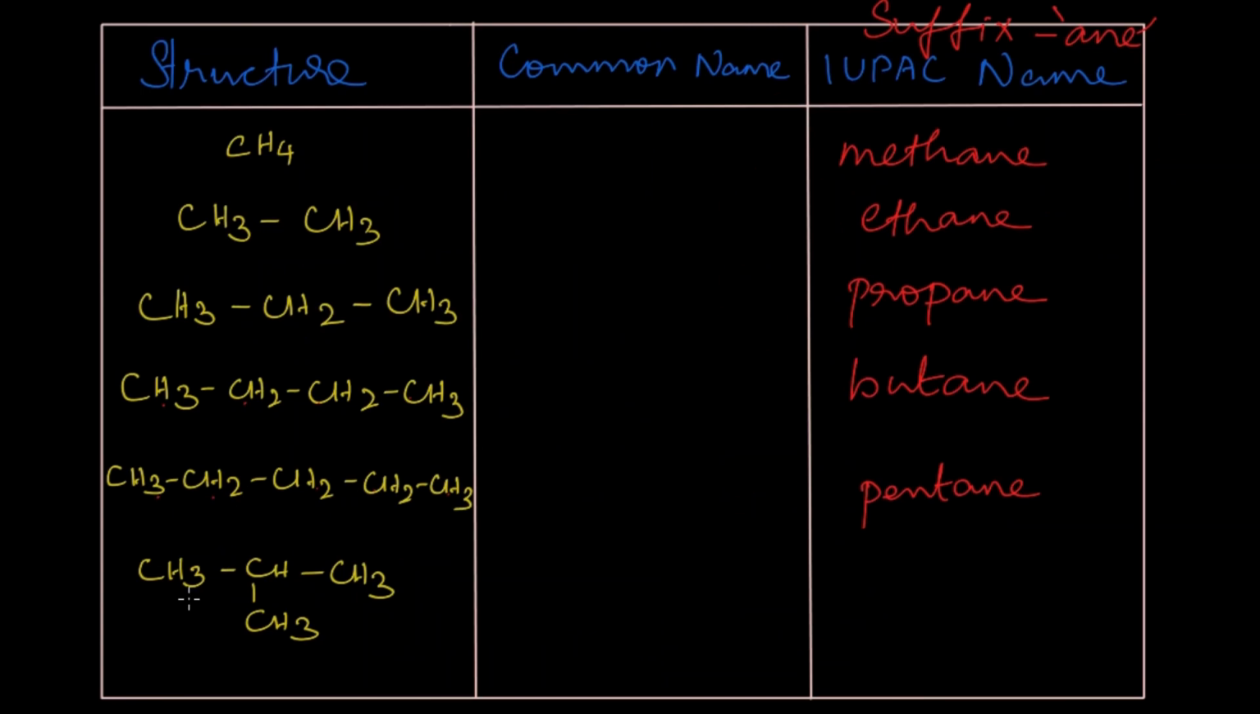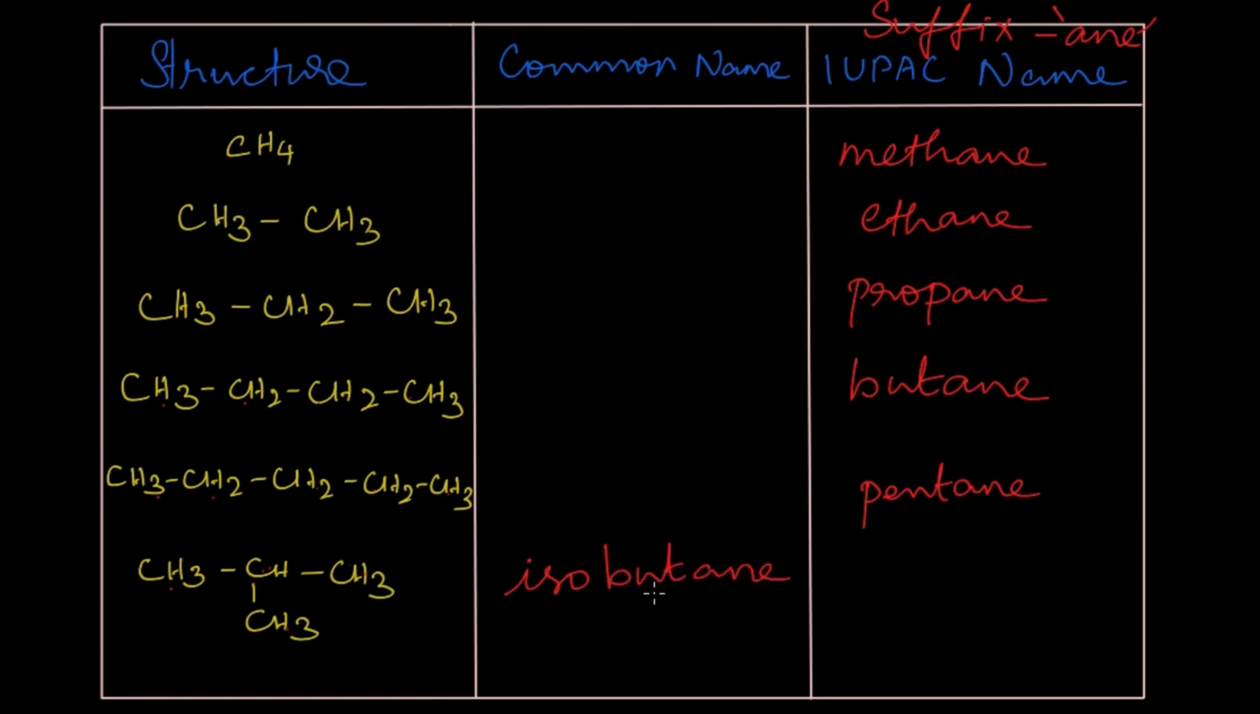Here there are totally 4 carbons, 1, 2, 3, 4. So we have to check whether it is in a straight chain or in a side chain. For the common name, it is a side chain. It has only one branch. If it has only one branch, we need to write iso and count the total number of carbons, 1, 2, 3, 4. So isobutane is its common name.